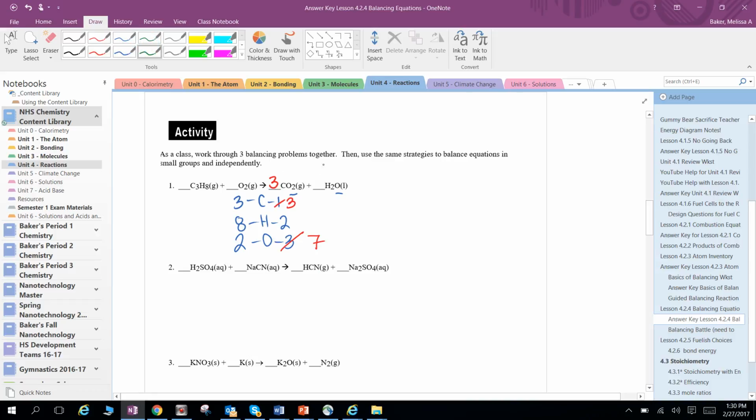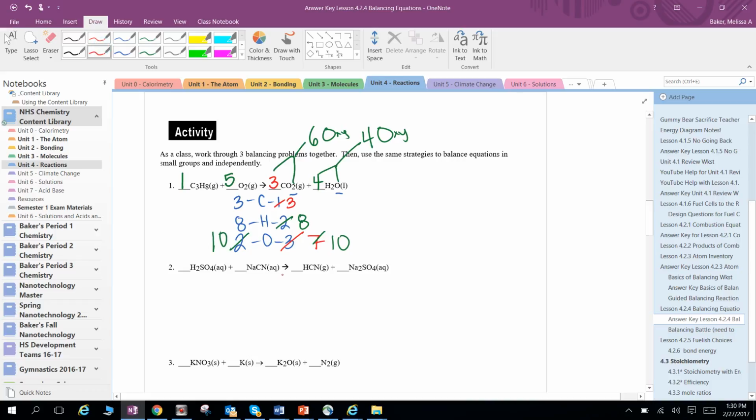Let's do a 4 out front of the H2O so that now we've got 8 hydrogens, and now we've got to add up all of our oxygens. 3 times 2, that's 6 oxygens here, 4 oxygens here. That makes a total of 10 oxygens on the right side. So now I'm going to need a 5 in front of the O2 to make it 10 oxygens on the other side. And you can leave this blank or you can put a 1 in. It's just up to you.